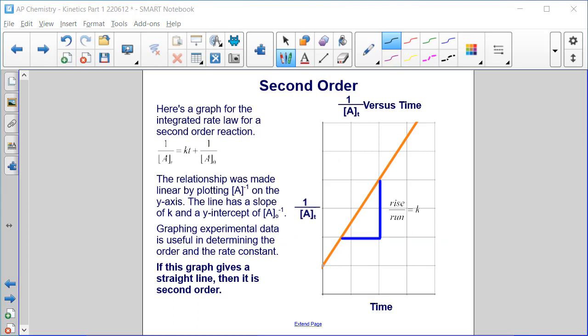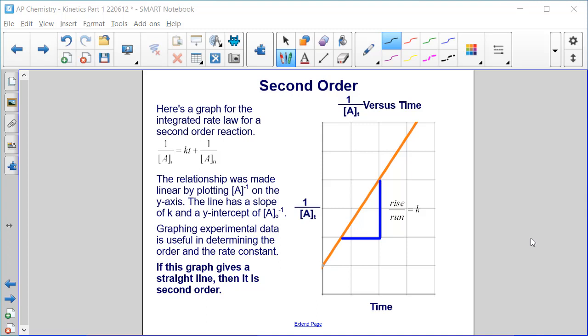Here's a graph for the integrated rate law for the second order reaction, 1 over concentration of A at time T versus time. So this relationship was made linear by plotting the inverse of concentration, or 1 over the concentration on the y-axis versus time on the x-axis. This line has a slope of K and a y-intercept of 1 over the initial concentration of A.